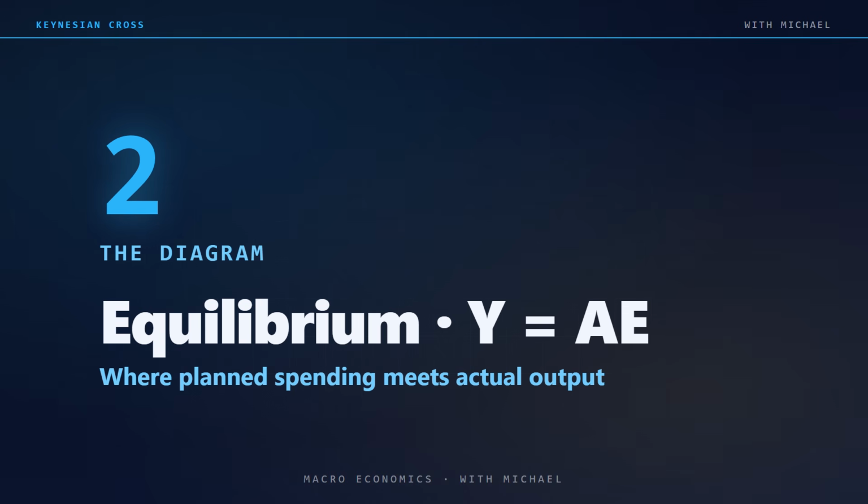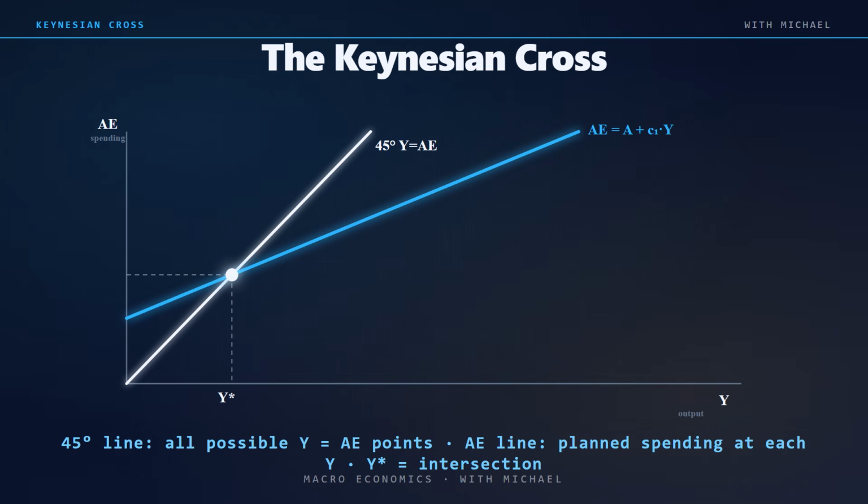The Keynesian cross is simply these two lines drawn together on a graph with output on the horizontal axis and aggregate expenditure on the vertical axis. The 45-degree line shows all possible equilibria. The AE line shows actual planned spending at each level of income. They intersect at exactly one point, the equilibrium output, which we call Y star.